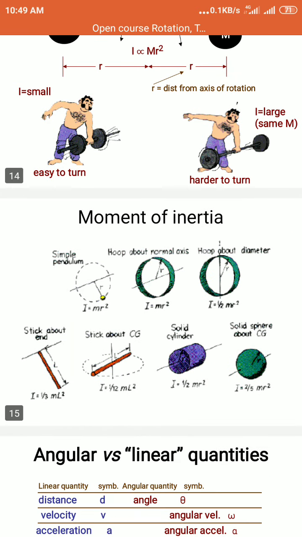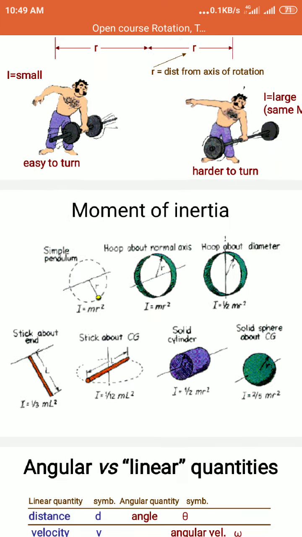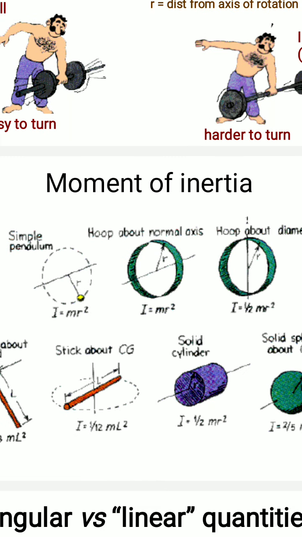See here, on the top, the second one is the ring or the hoop, which has moment of inertia I equal to mr square, where m is the mass of the ring and r is the radius of the ring, rotating about the axis passing through its center and perpendicular to the plane of the ring or hoop. So about that axis, the moment of inertia is mr square.